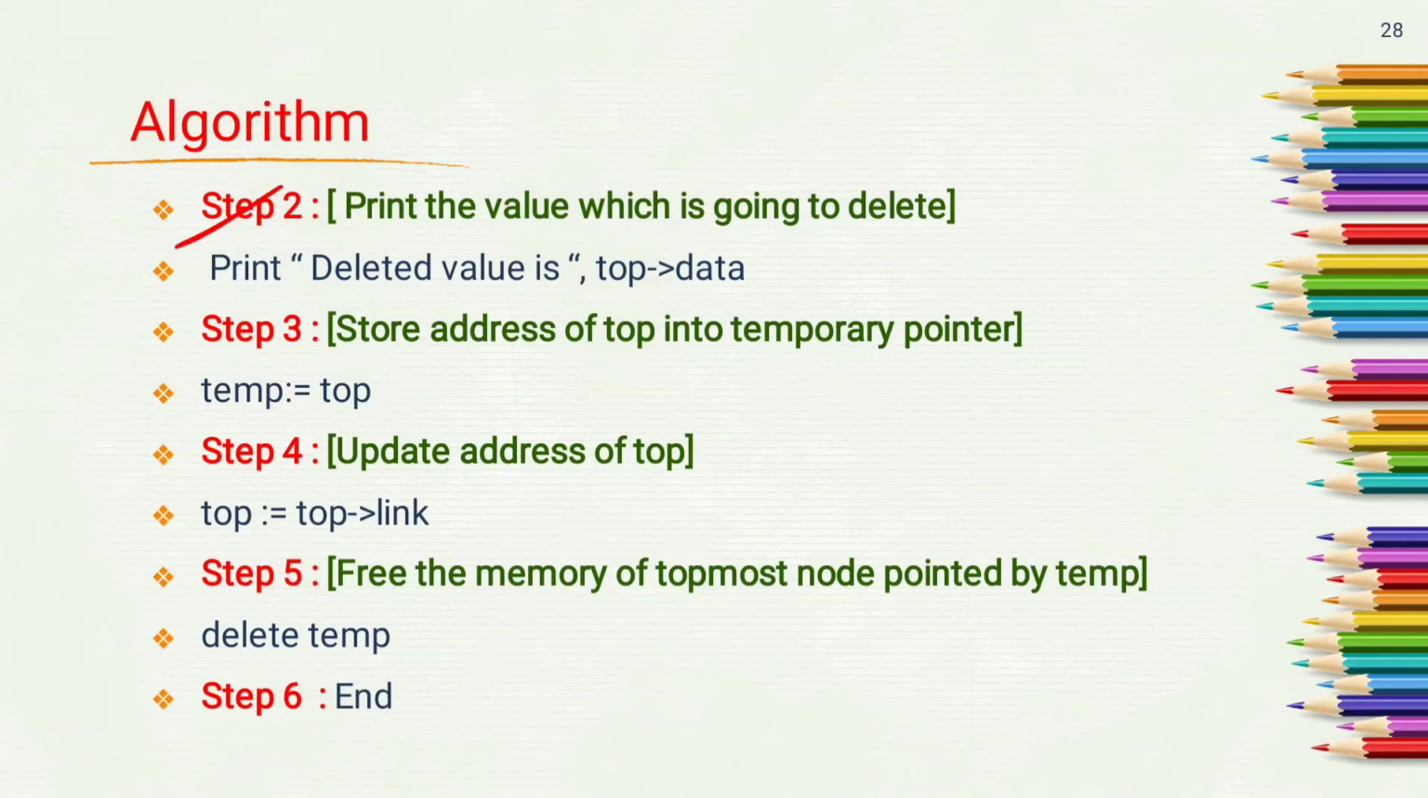Step 2 is print the value which is going to delete. So we have to write print deleted value is top arrow data. Now store address of top into temporary pointer by writing temp colon equals to top, and update the address of top by writing top equals to top arrow link, and now free the memory of topmost node pointed by temp by writing delete temp. Step 6 is END.